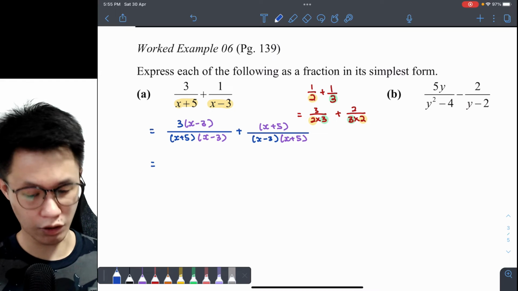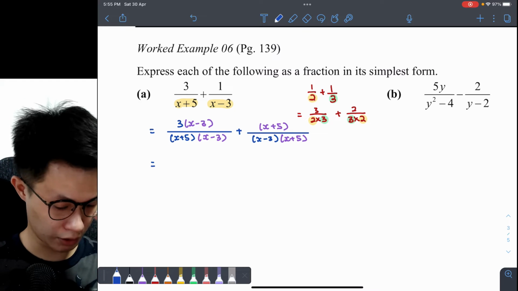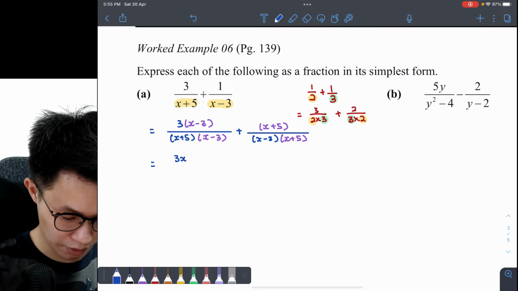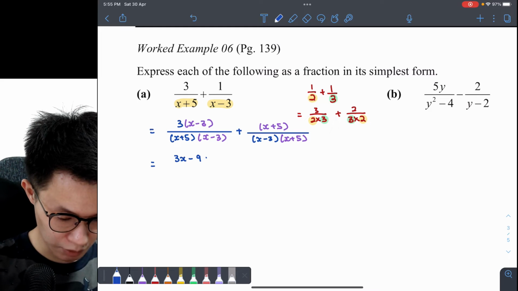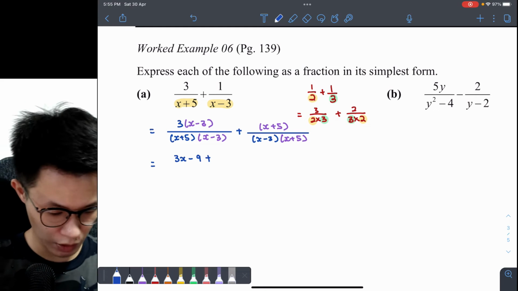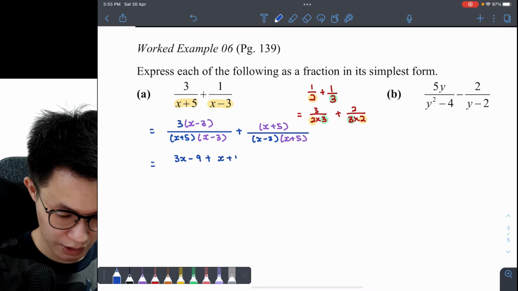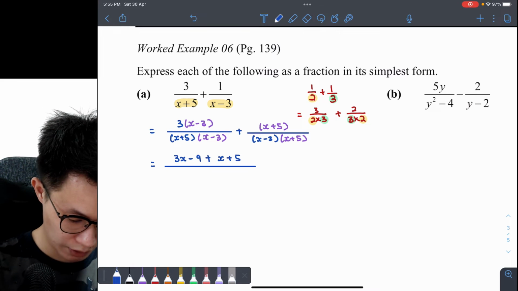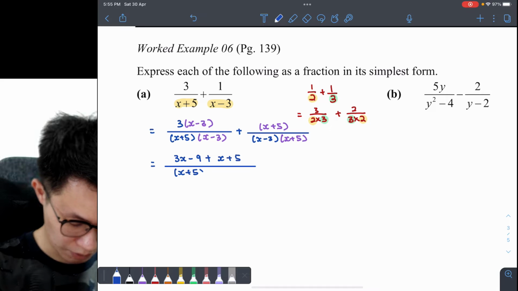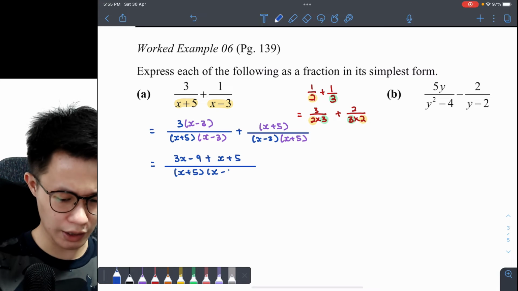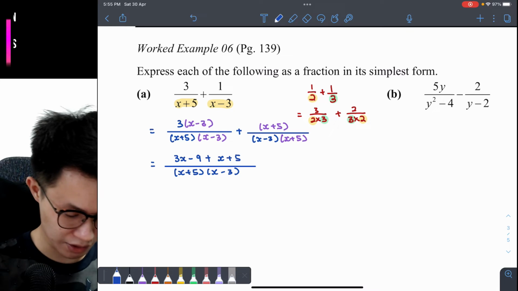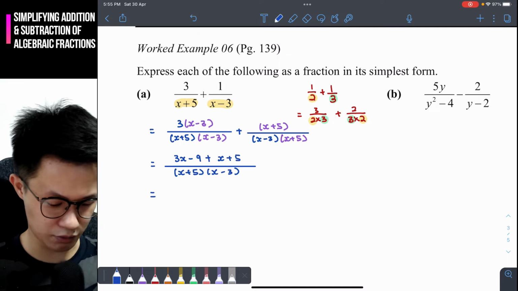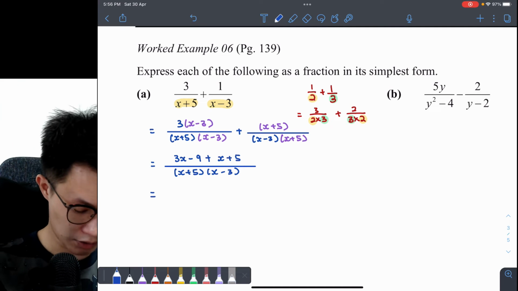Once you have the same denominator, you can combine them together, right? You just add the numerators together. So we have 3x minus 9 plus, in this case there's no need for the bracket, we can remove it because it's just plus. So we will have the answer over x plus 5 times x minus 3. If you realize, I don't expand it unnecessarily, because the question didn't ask you to expand, it just asks you to write in the simplest form.